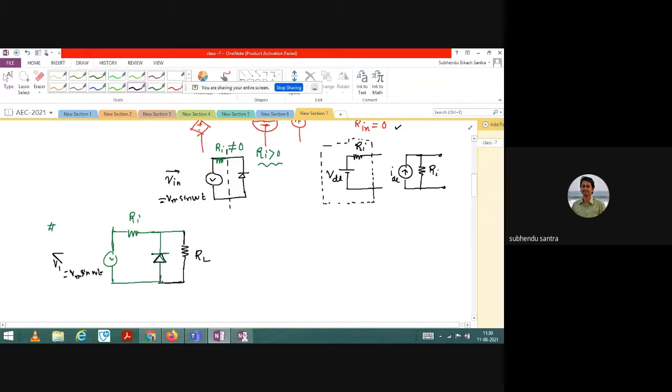Now you tell me what will happen. I have already explained the operation, but now you tell me what will happen if I have an internal resistance, which was not present in the ideal case, but in the practical case it is present. How will the operation change based on the incorporation of this Ri, which is not equal to 0, or greater than 0? Anyone, can you tell me?